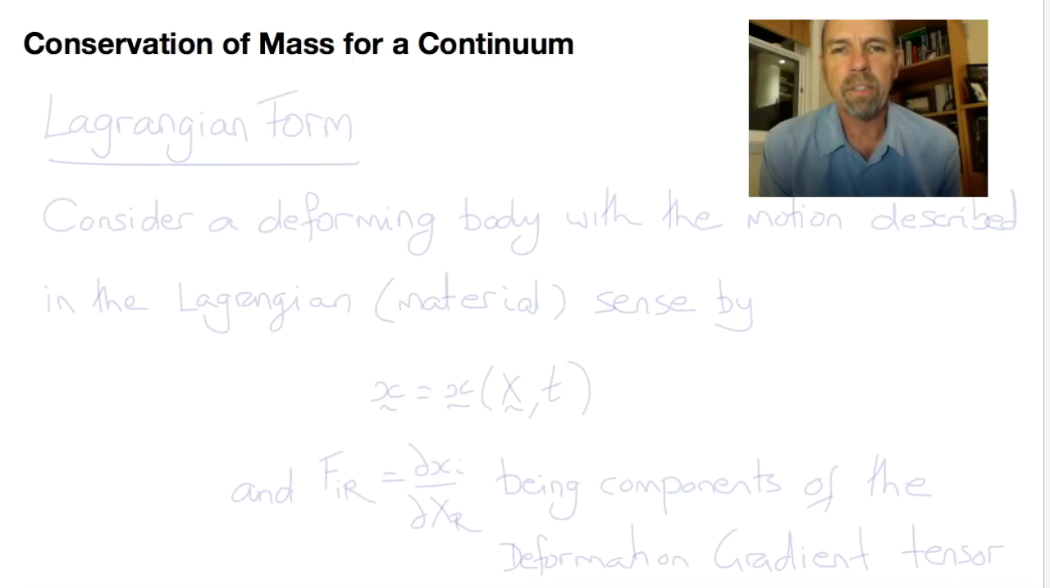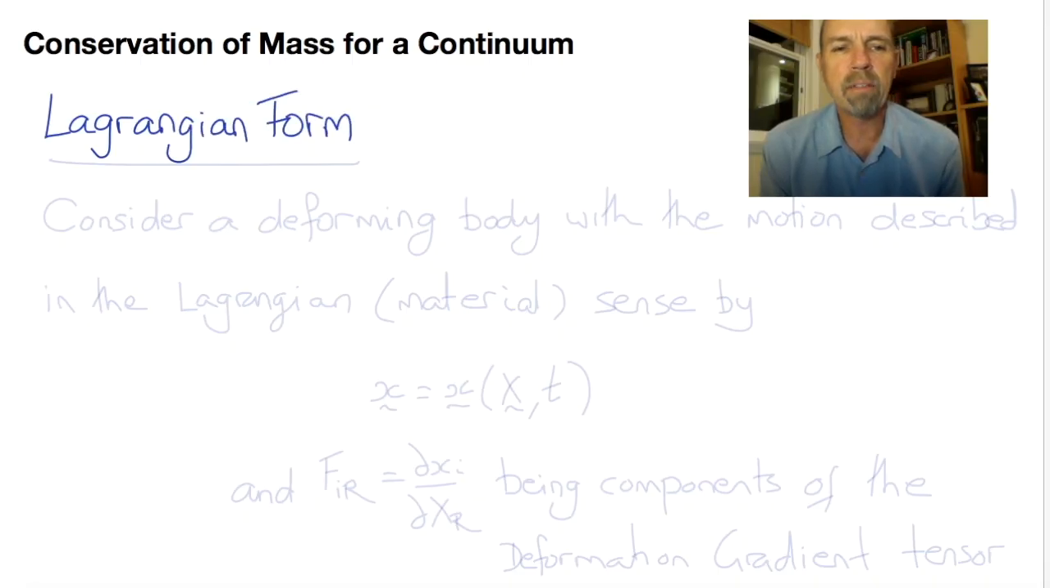Now there are actually two versions of conservation of mass for a continuum. They represent the same physical principle, but one of them is a Lagrangian form, so mass conservation as seen by a material observer, and the other is an Eulerian form, mass conservation as seen by a fixed spatial observer.